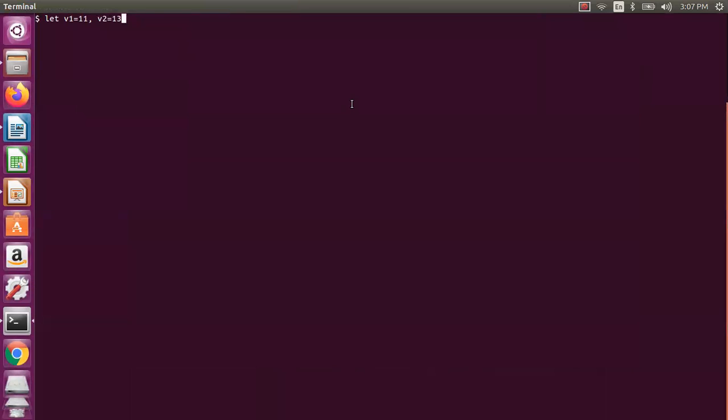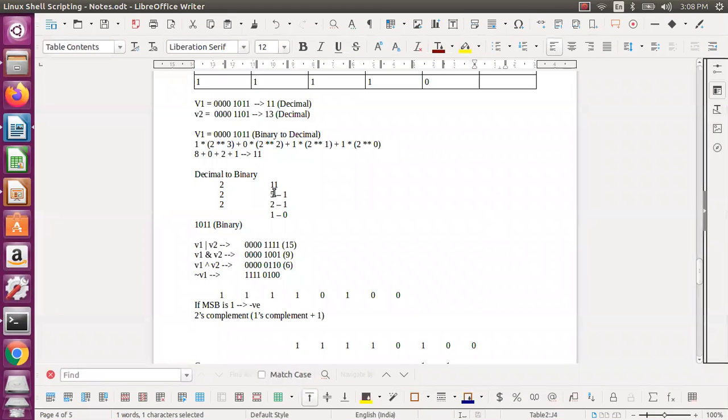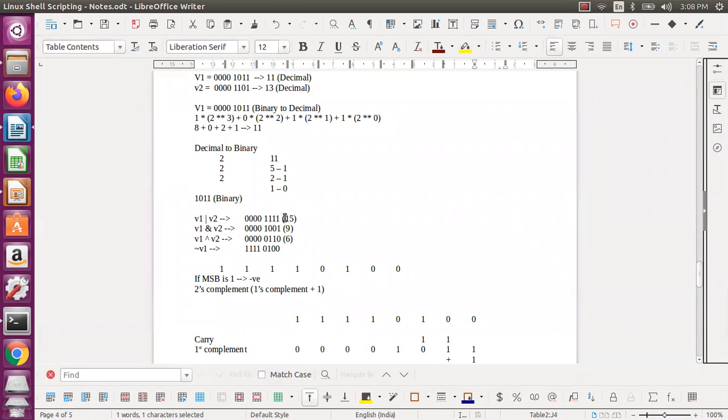Now let us check on v1 and v2. We want the result of v1 OR v2, right? Maybe let us check with double quotes. Not sure, let us try. Okay, syntax error. Space we have given, no. Okay, now just echo the result, then we can see that it will be 15. Let us check the OR, yes, 15.